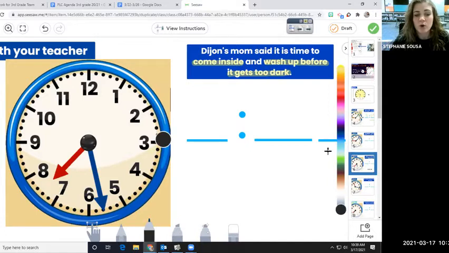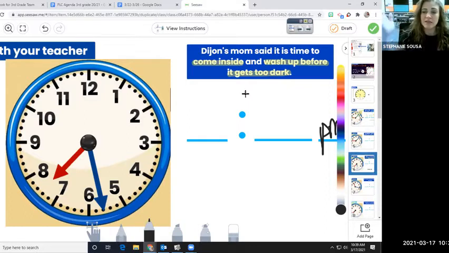So we're going to record that it is in the PM. And the way that we know that is because it's going to get dark. That means nighttime is coming. The sun is setting, and the sun sets in the afternoon time, after 12 o'clock noon, okay?